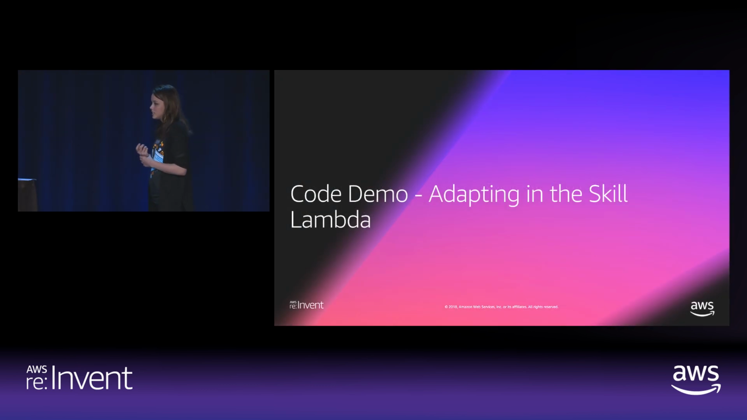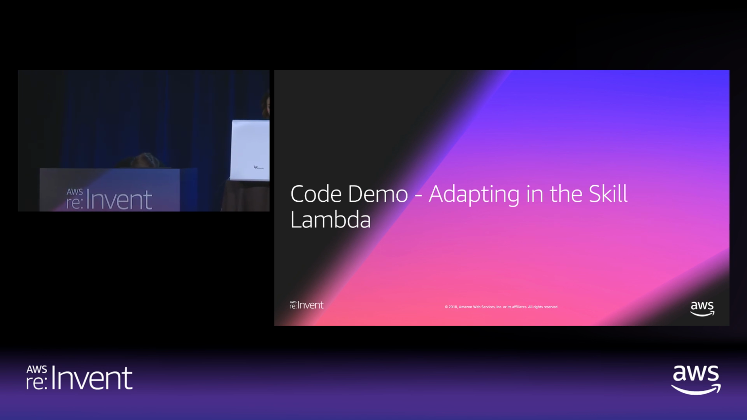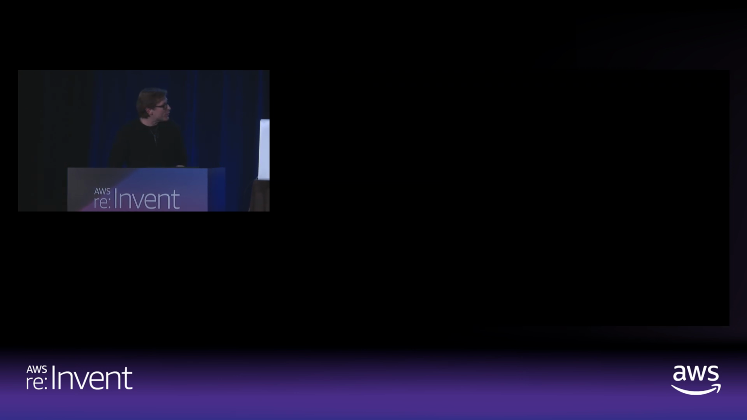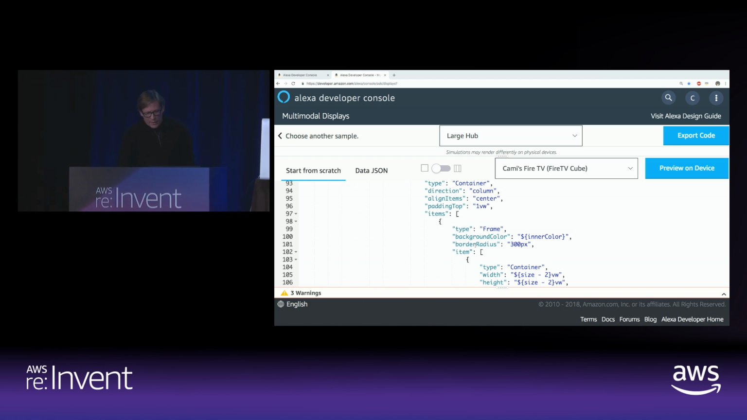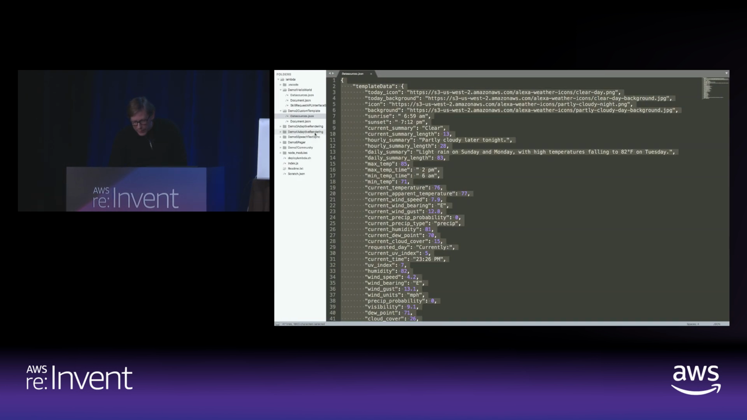So switching it back over to Steve, he is going to demo how he utilizes the viewport in his skill Lambda. Yeah, OK. So there's a couple ways that you can, as Cami said, adapt the APL for your skill. And the first way is in the skill code itself, the skill Lambda. So I'm just going to show you what that looks like.